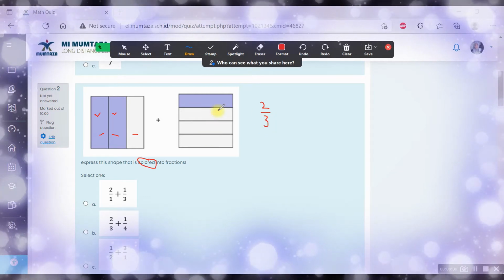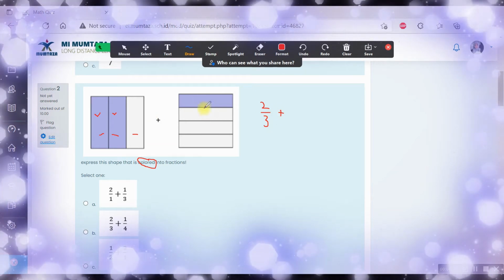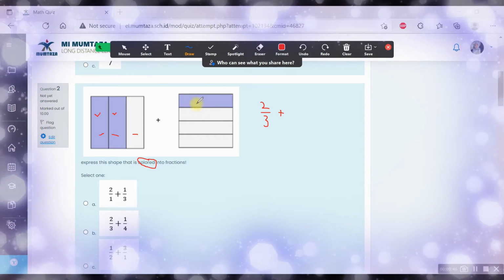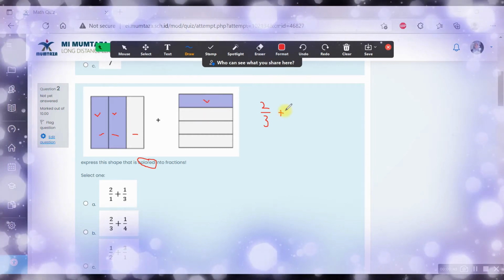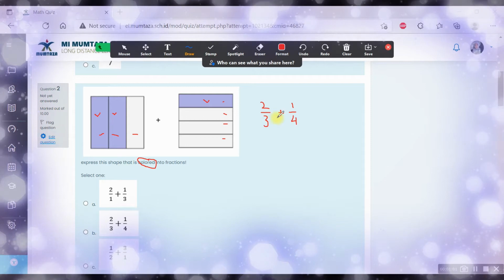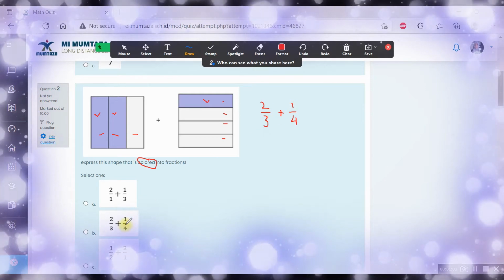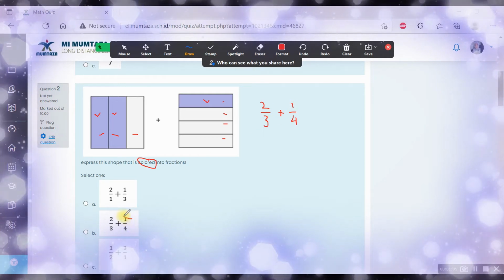And then how about this shape? Because this is addition, look at this. How many parts are colored? Only 1. And then how many parts all together? 1, 2, 3, 4. So this is 1/4. So the answer is 2/3 plus 1/4. Number 2, the answer is B.